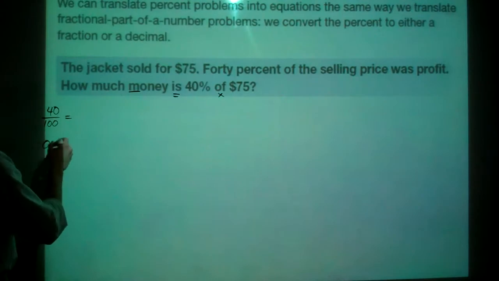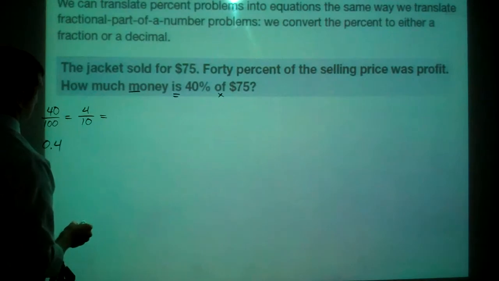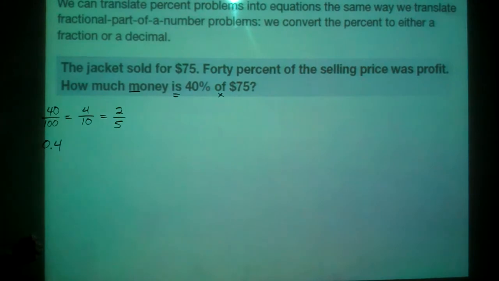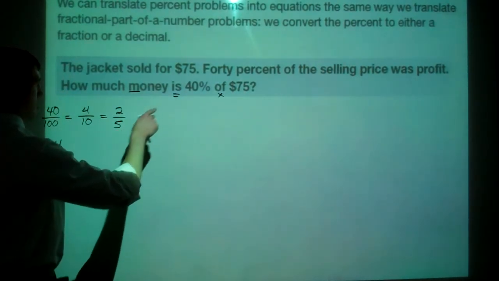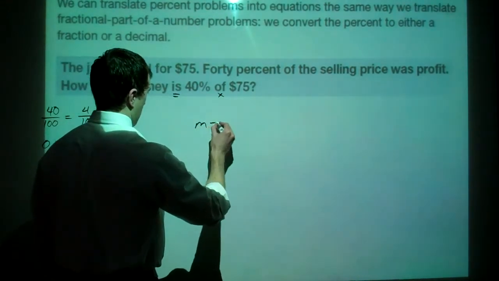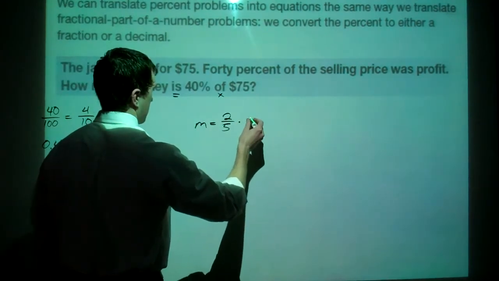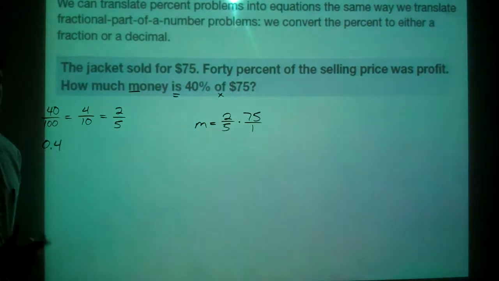So 40 out of 100 is the same thing as 4 out of 10, which is the same thing as, if we divide by 2, two fifths. Two fifths sounds kind of nice, because this number is divisible by 5, and we have a 5 down here. So we'll replace 40% with 2 fifths. So M equals 2 fifths times 75 over 1. 75 over 1, so just $75, just putting it over 1.